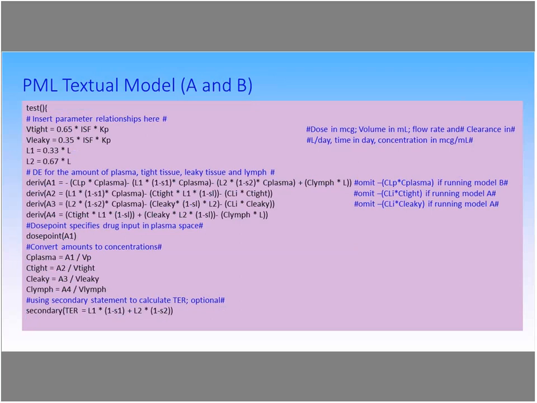So remember, I wanted to go back here to explain. If you want to run model B, you would want to omit this portion because you don't want to consider the clearance out from plasma space. And if you want to run model A, then you want to omit this portion. This is the clearance from the tight tissue, and this is the clearance portion from the leaky tissue.